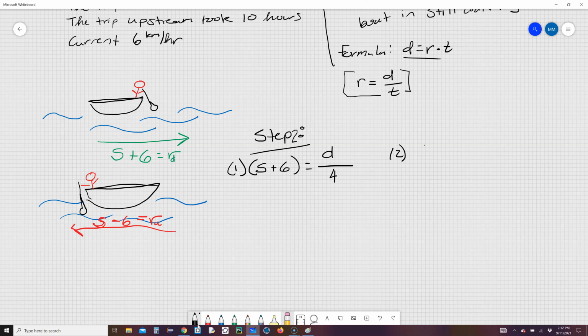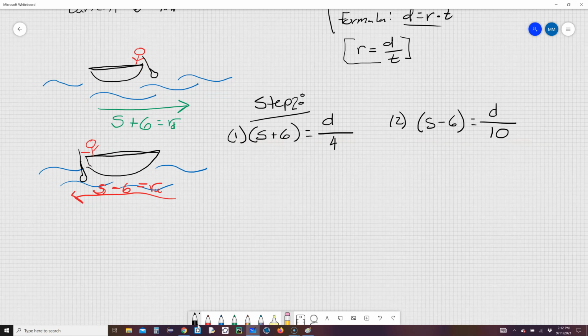The second trip, well, we said that was s minus 6 because we are being pushed by the current. And in physics you will learn that the positives and the negatives are just a way of implying direction of force. And that trip took us 10 hours. We can clear these denominators to make our lives easier, which means we simply multiply by 4 and leave that there. And on this side we can multiply by 10.